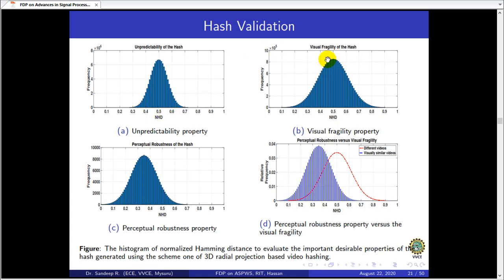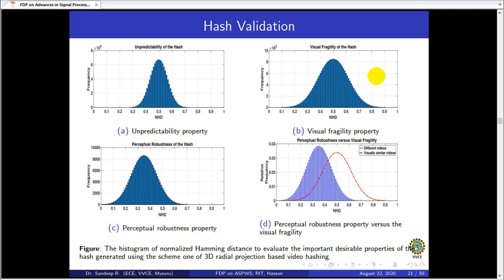What about the visual fragility property? To check the visual fragility property, we considered 224 videos, and then using the same secret key we extracted the hash. Once the hash was extracted from the 224 videos using the same key, we measured the normalized Hamming distance between each of these 224 hash values, and then the values were noted down. The process was repeated for the remaining 999 keys. We used a thousand secret keys to validate it.